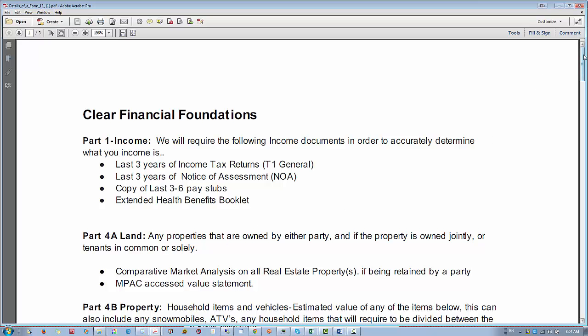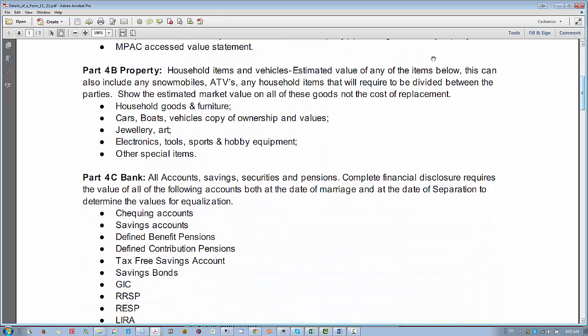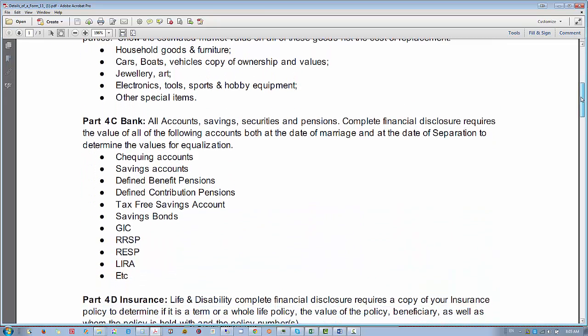And then you have the part 4A, which is land. It's basically all the documents supporting the value of the land, but not the mortgages. So this would be the comparative market analysis, maybe an impact statement from your assessed value. It could also be an appraisal report. Then there is the part 4B, which is all the household items like your household goods, furniture, boats, jewelry, electronics, and such. We'll actually send you a separate spreadsheet for that. We do that a little differently.